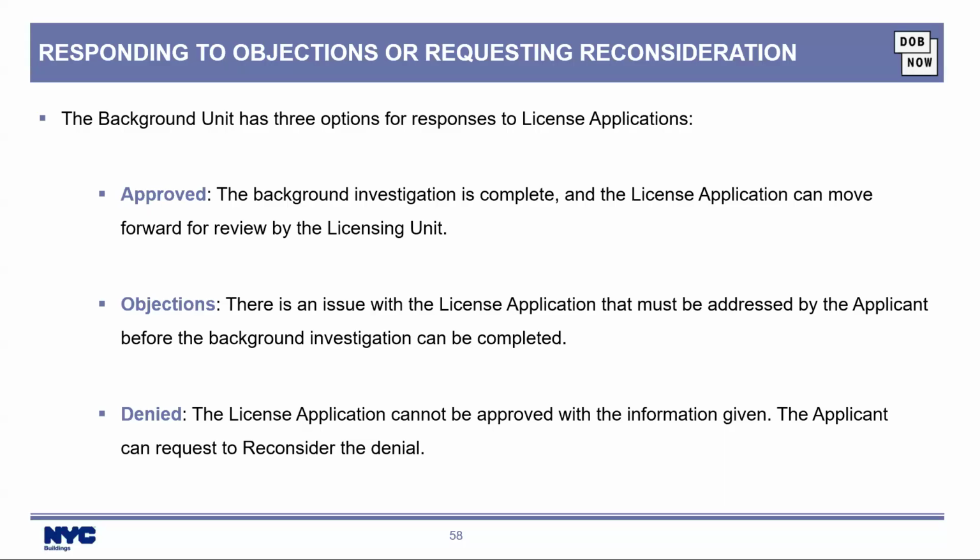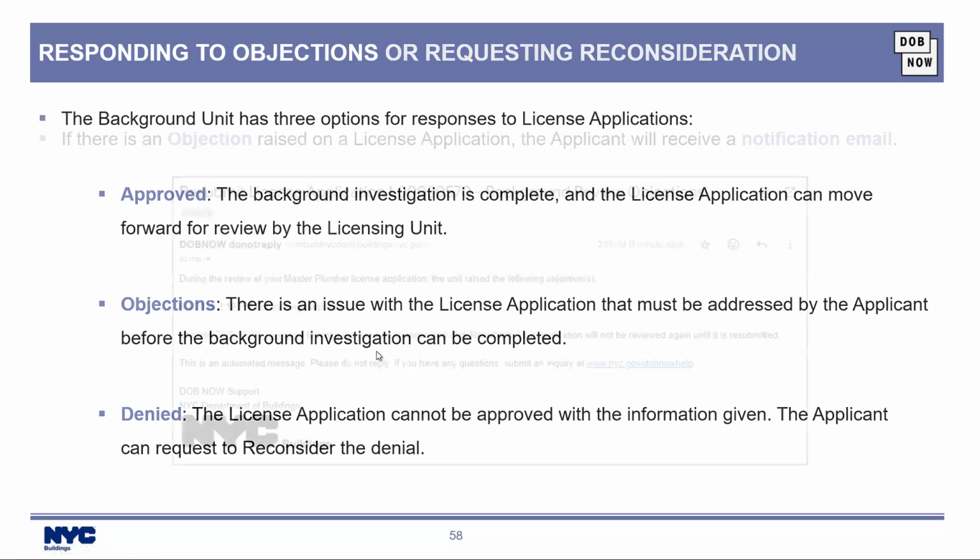Approved means that the background investigation is complete and the license application can move forward for review by the licensing unit. There's two other possibilities. There's objections. Objections means there's an issue with the license application that must be addressed by the applicant before the background investigation can be completed. And the third possibility is denied, which means that the license application cannot be approved with the information given. You can request reconsideration of that denial.